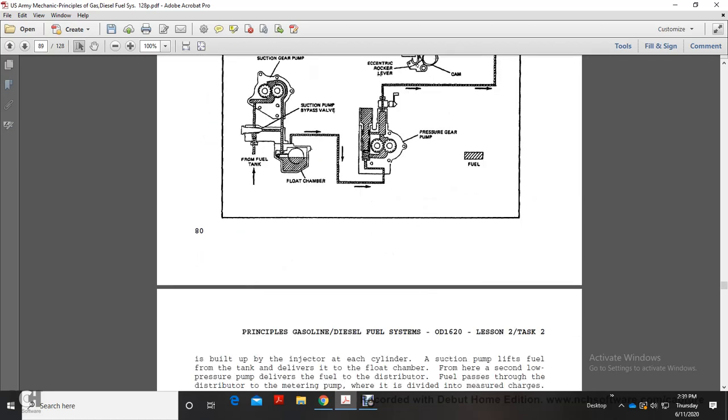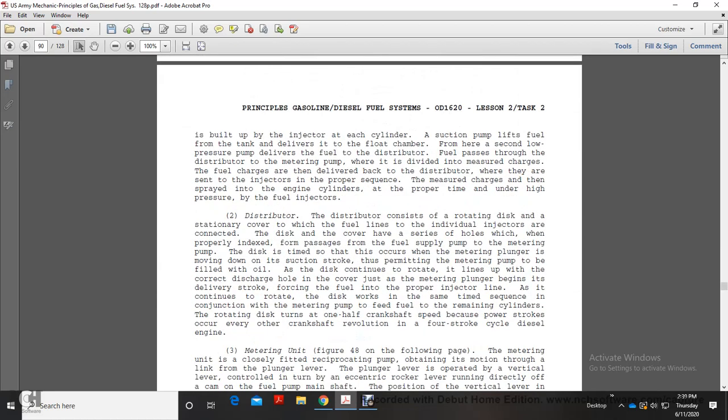And then it shows another picture. It is built up with the injector for each of the cylinders, with the suction pump lifting the fuel from the tank and delivering it to the float chamber. From the second lower pressure, the pump delivers fuel to the distributor.